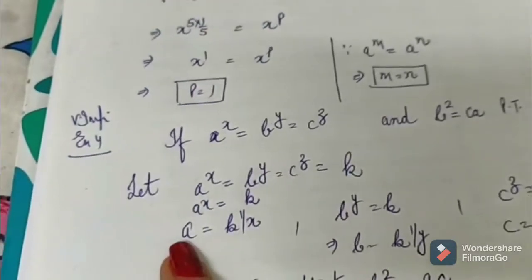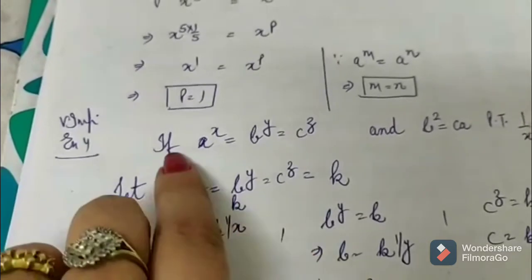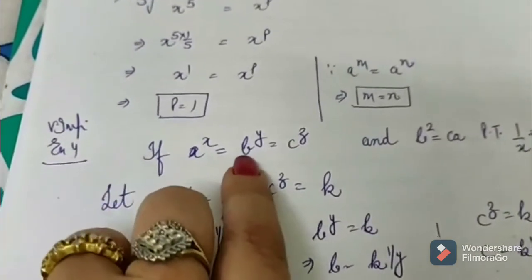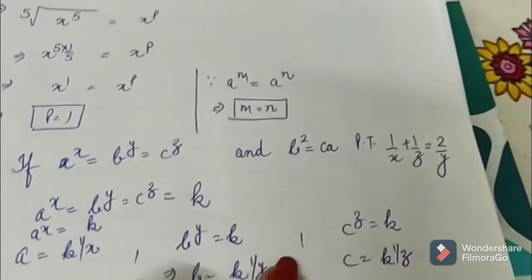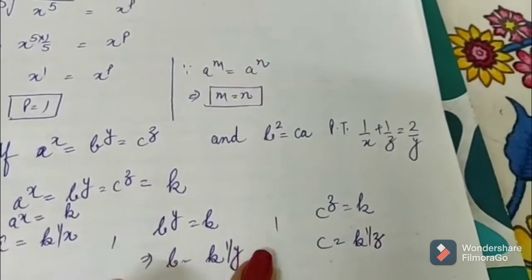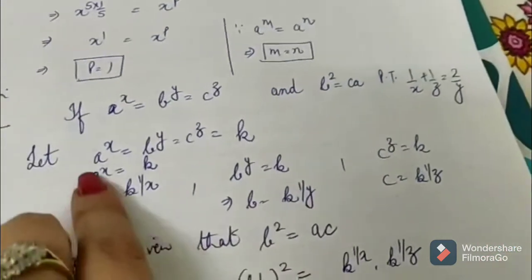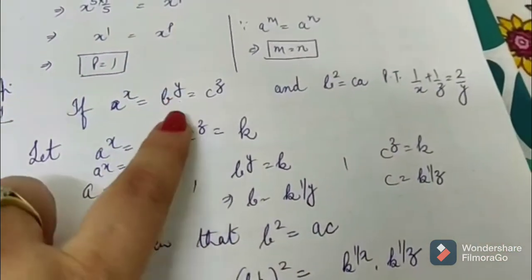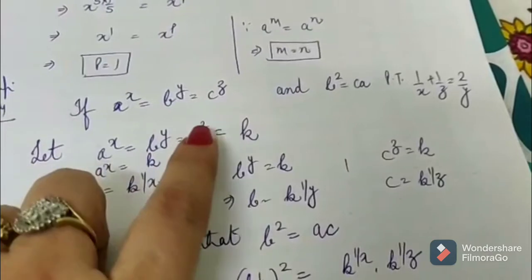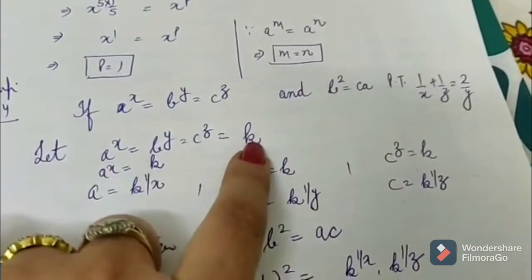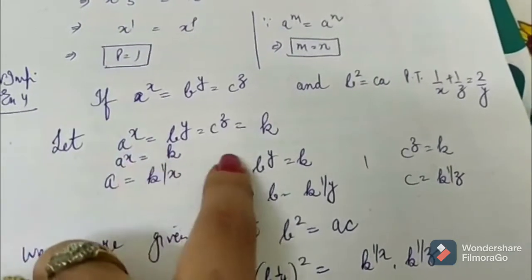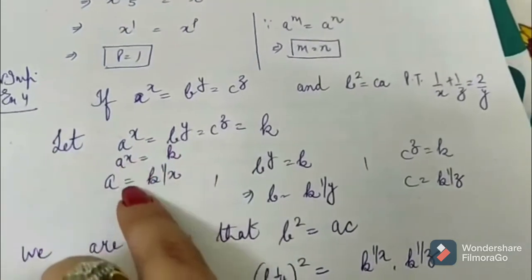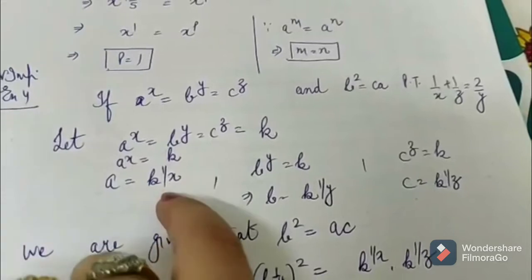One more important example we are going to do is, if a raised to power x is equal to b raised to power y is equal to c raised to power z and b square is equal to ca, then you have to prove that 1 upon x plus 1 upon z is equal to 2 upon y. Let a raised to power x is equal to b raised to power y is equal to c raised to power z is equal to one unknown number, that is equal to k, where k is a real number. That means a raised to power x is equal to k, यानी कि a will be equal to k raised to power 1 upon x.